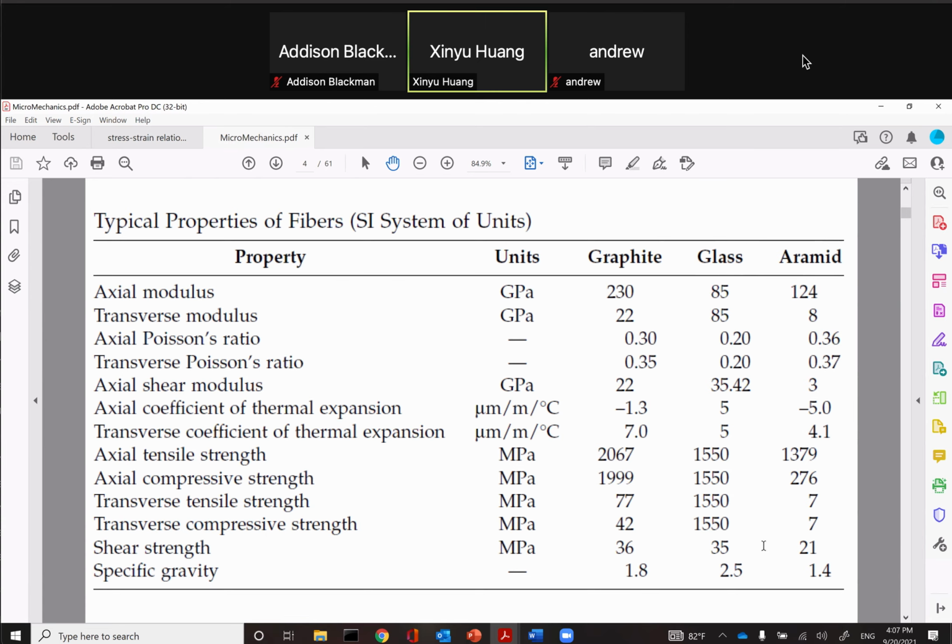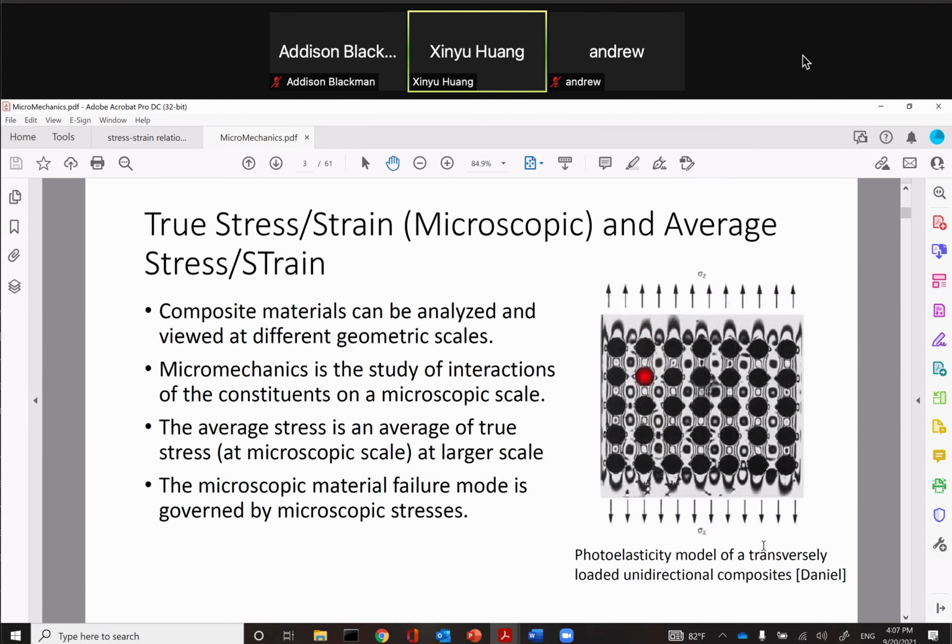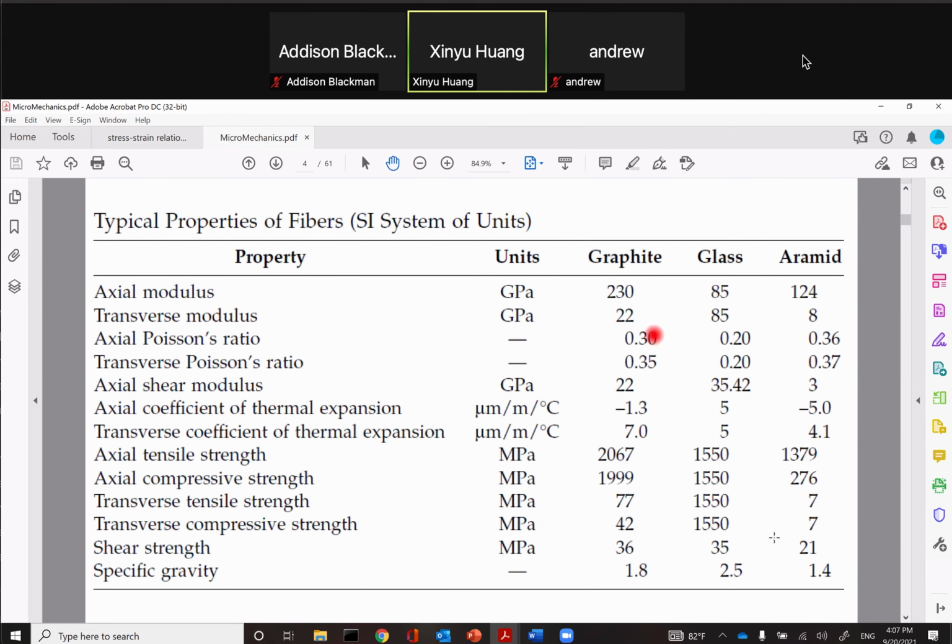So if this is the carbon fiber here, what matters in this mode of loading is the transverse modulus, when you load it in the diameter direction of the fiber. That actually matters. You can see it is quite different. The axial modulus is 10 times higher. The transverse modulus is 10 times lower.